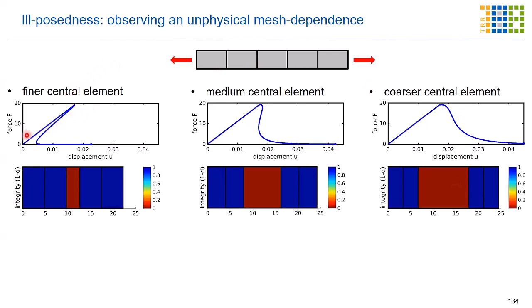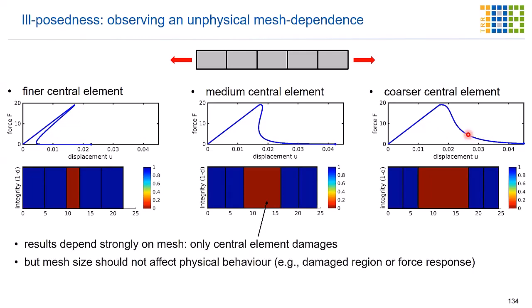For a finer central element, we see this snap back behavior. For a medium one, we still see a small snap back, but this one and that one vanishes for a coarser central element. So from the coarse to the fine meshing, or a finer central element, we do not see a clear convergence here, and we see really drastically different force displacement curves. And the results thus depend strongly on the mesh. But the mesh size should not affect the physical behavior. Not the damaged region, not the force response here.